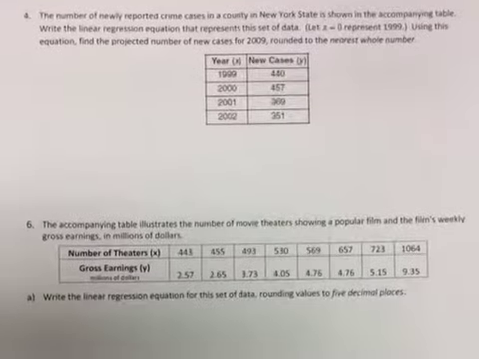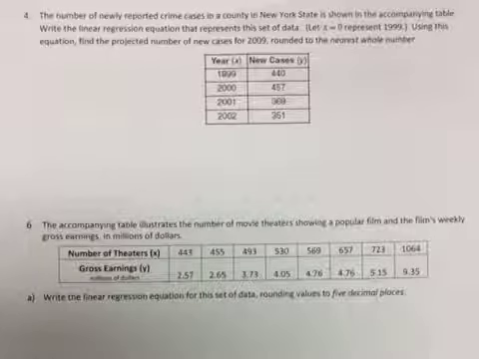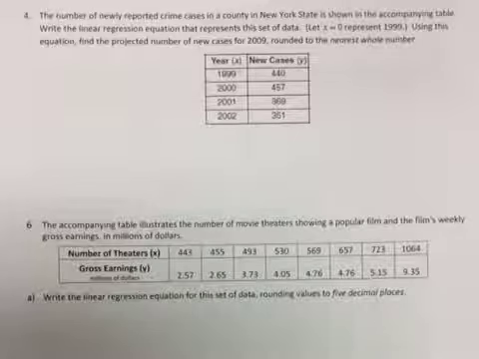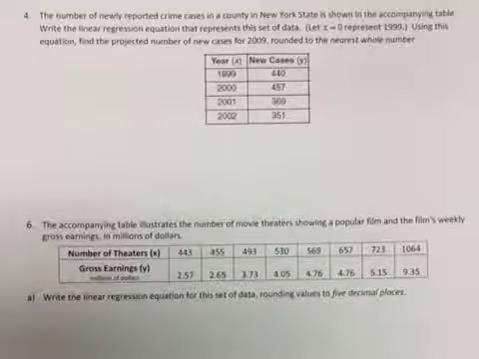It says the number of newly reported crime cases in a county in New York State is shown in the accompanying table. Write the linear regression equation that represents this set of data. Let x equals 0 represent 1999. So this is really important.